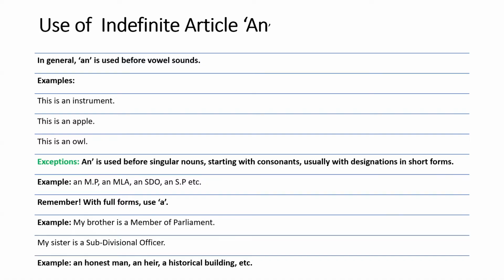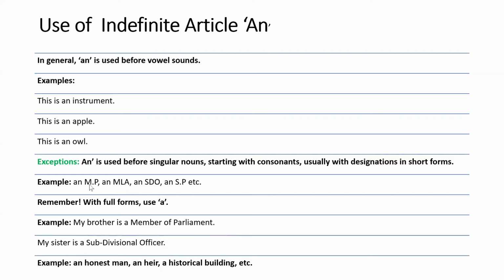Simple explanation. Examples. An MP. You can also say, with short forms, we use "an" here. But two sounds are more specific: M sound and S sound. An MP, an MLA, an SDO, an SP. Remember, with full forms, use "a" in place of "an." Look at one example. My brother is a member of parliament. But the sounds are different. Here I'm saying "an MP" and here I'm saying "a member of parliament."